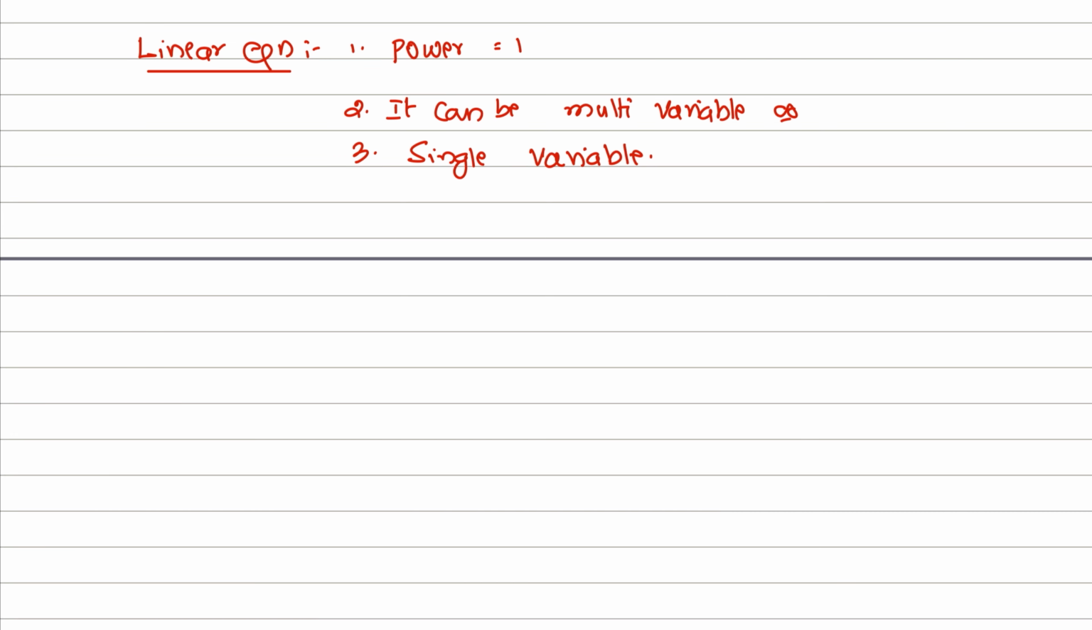For example, let me write a single variable equation with more than 1 degree. Let us not confuse ourselves and go into functions. Let me say x to the power of 3 plus p into x square plus q into x minus r is equal to 0. Let me take this equation.